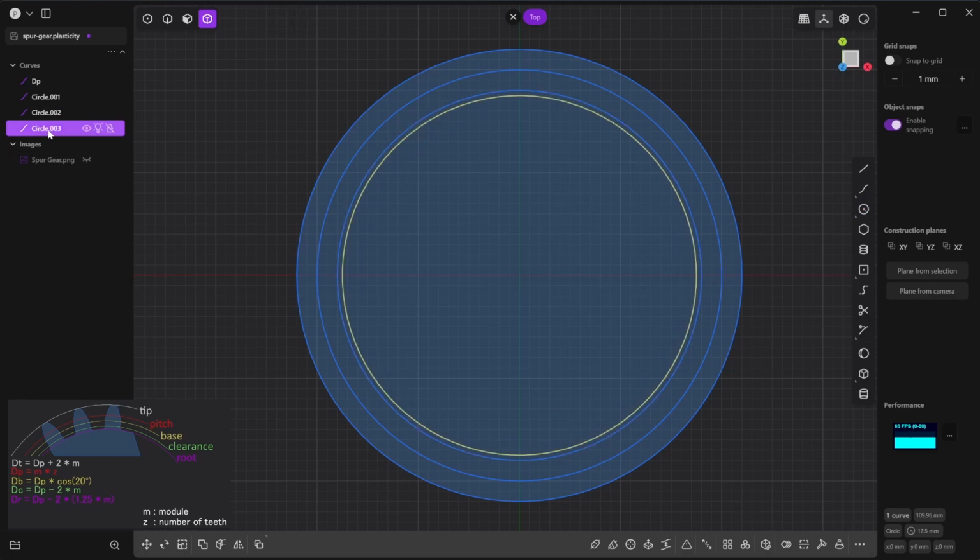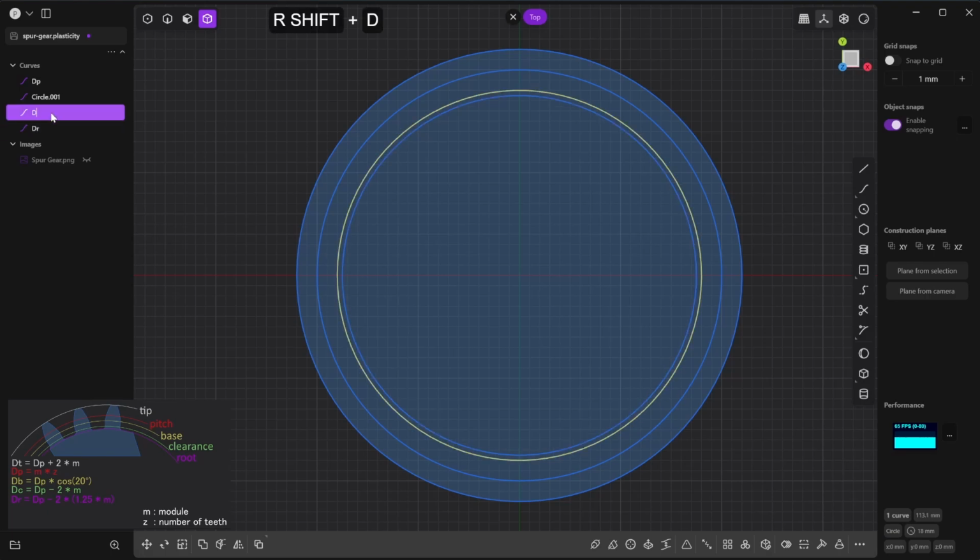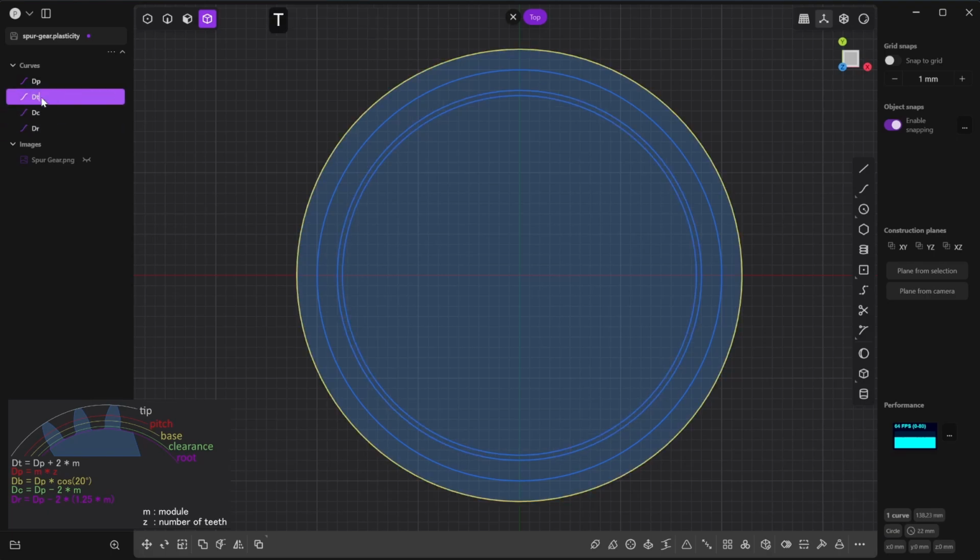And I will quickly label these circles properly. So this is diameter of the root, dr, diameter of clearance, dc, diameter of the tip, dt. This is going to help us as we progress.